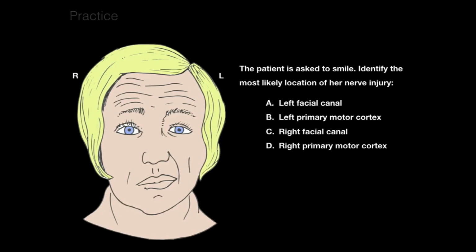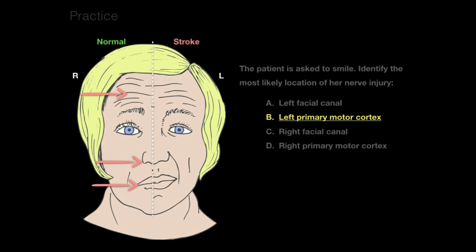So this patient's asked to smile. Identify the most likely location of her nerve injury. Pause if you want to think through this, but I'm going to go through and describe the answer now. When I look at this, I can see that the corner of the right side of the mouth is drooping, as is the nose. But look, her forehead is wrinkled. So I'm thinking now upper motor neuron problem, and it's going to be facial paralysis of the contralateral side. So it's a primary motor cortex in my choices. So I'm going to go with a left primary motor cortex stroke.